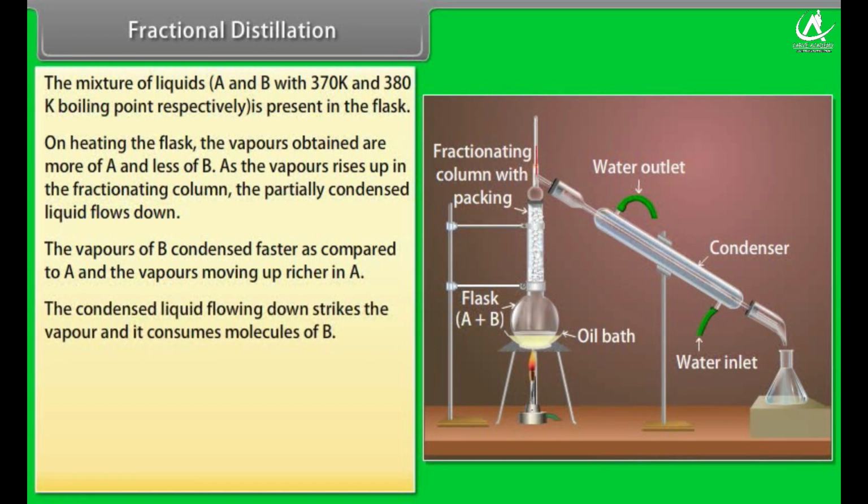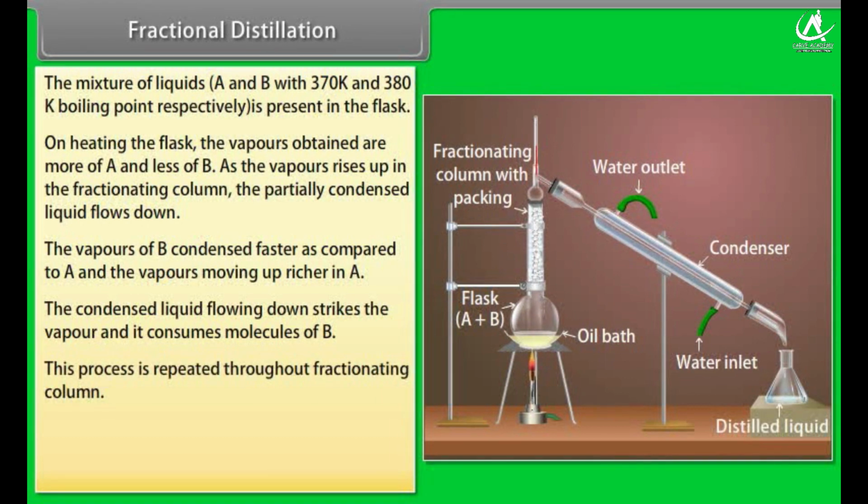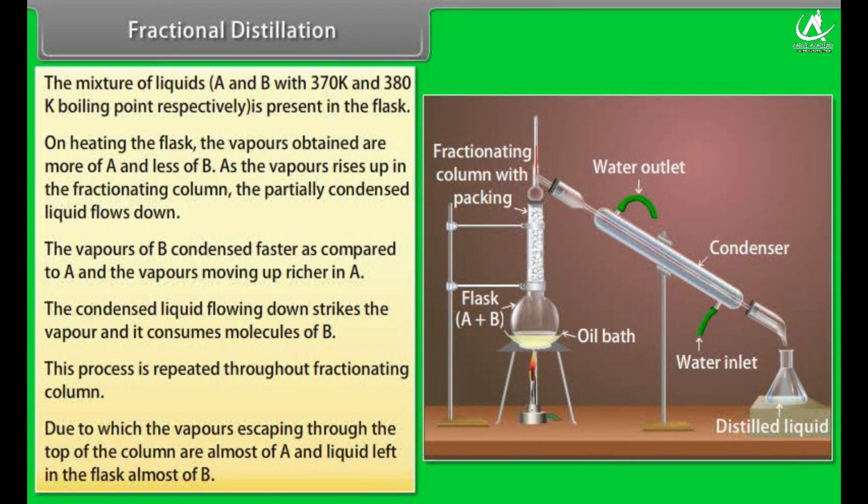The condensed liquid flowing down strikes the vapor and it consumes molecules of B. This process is repeated throughout the fractionating column, due to which the vapors escaping through the top of the column are almost entirely A and the liquid left in the flask is almost entirely B.